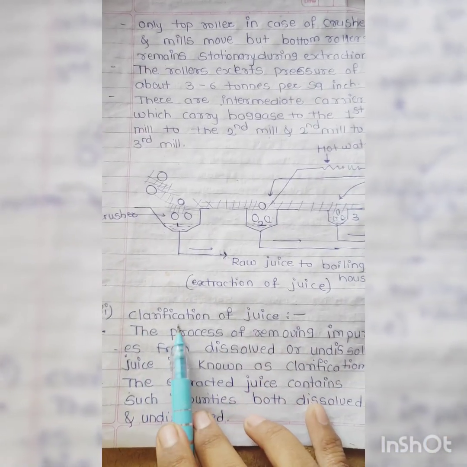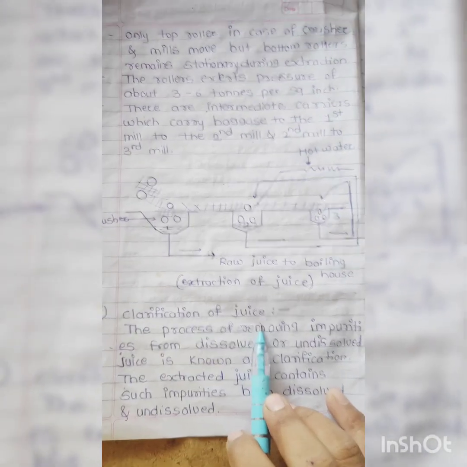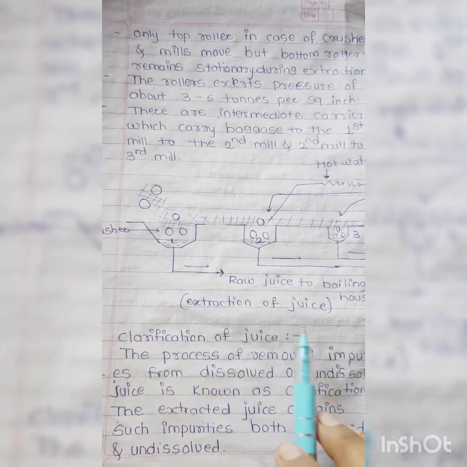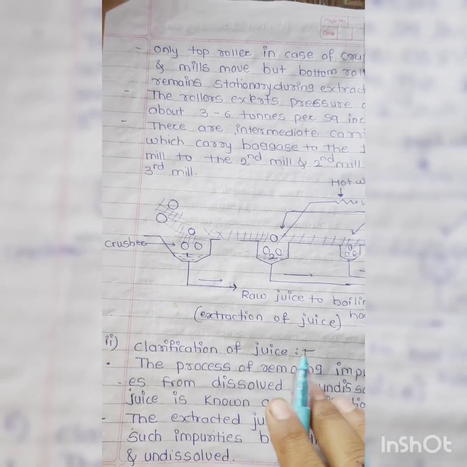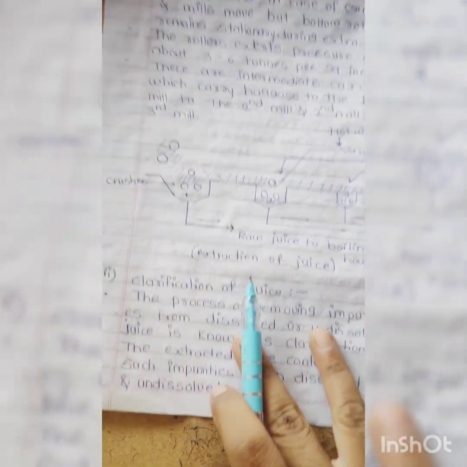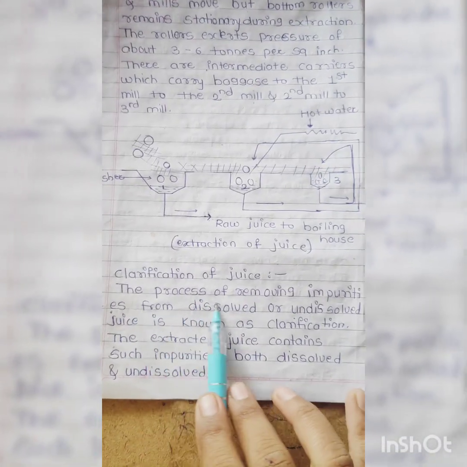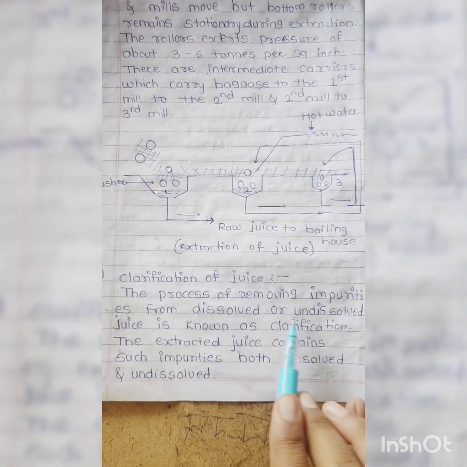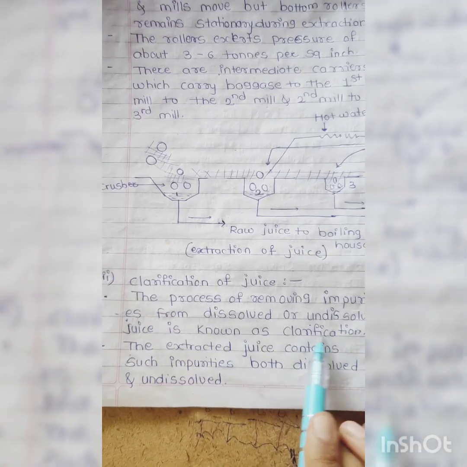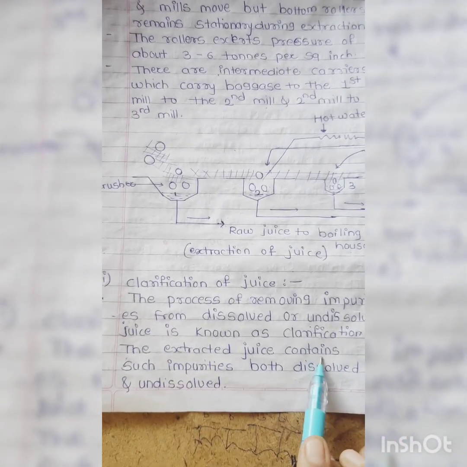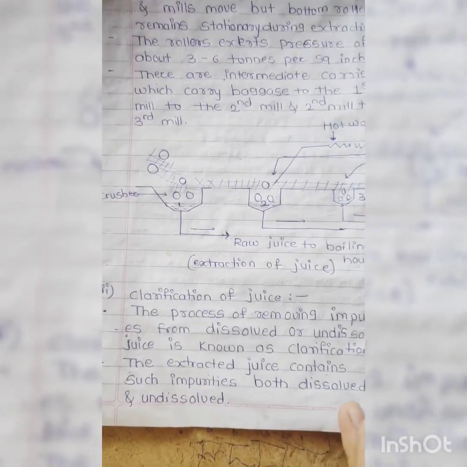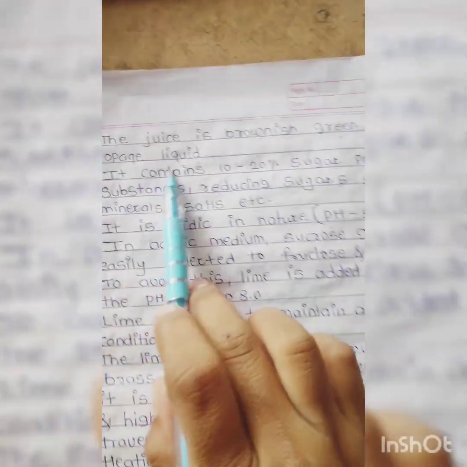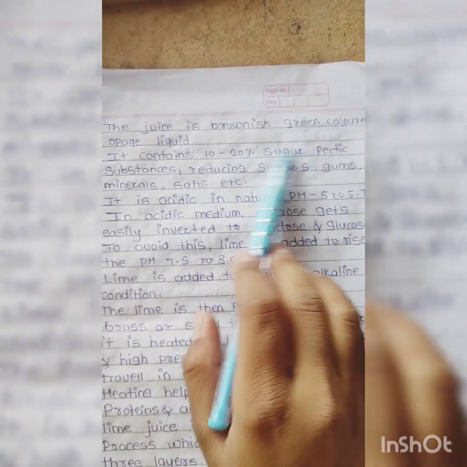The second point is the clarification of juice. In this step we have to clarify the juice and send it for concentration. The removal of dissolved and undissolved impurities from the juice is known as clarification. The extracted juice contains impurities, both dissolved and undissolved. The juice is a brownish green colored opaque liquid.